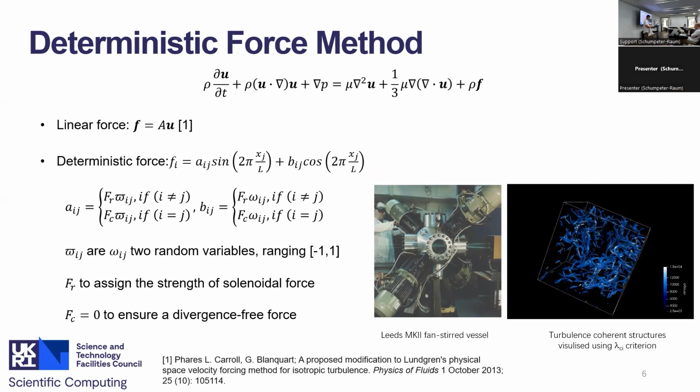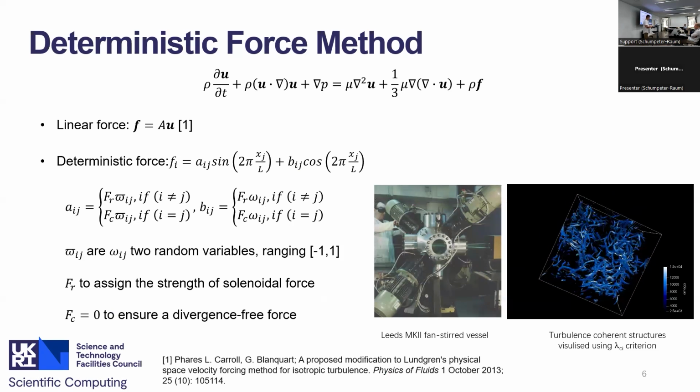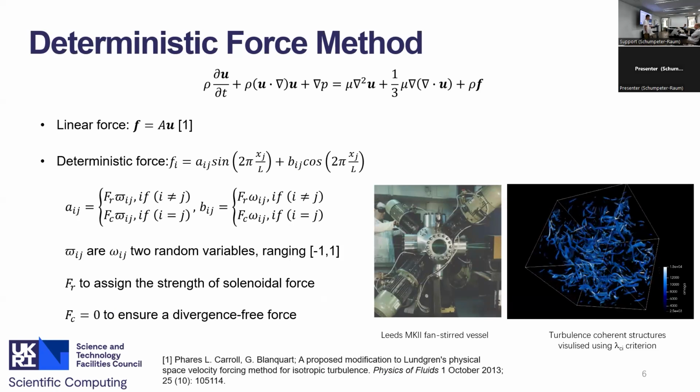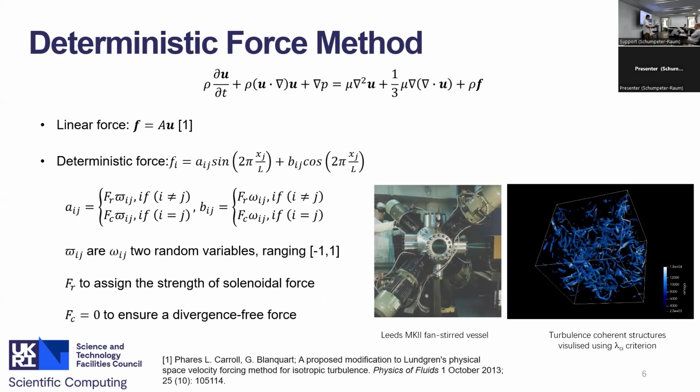We do the DNS, but we don't have fans in the DNS, so we use a random body force to drive the flow from laminar to turbulent. This is the turbulence structure. You can see the turbulence is very close to the isotropic state, similar to the experiment. The force is just like two sine waves, very simple. It injects energy through the largest scale and lets the energy transfer to smaller scales. One parameter, Fr, controls the strength of the force: with a bigger Fr, the force becomes bigger.